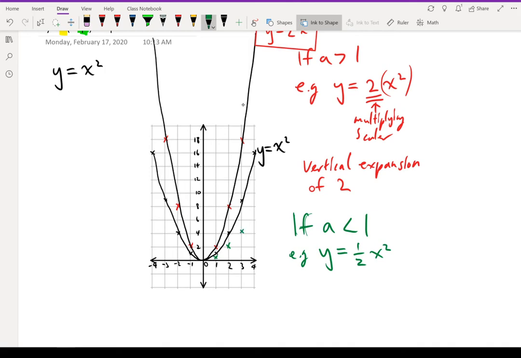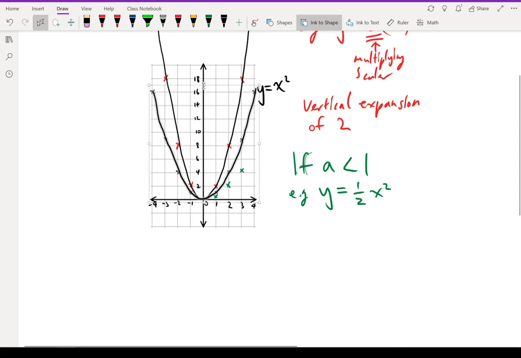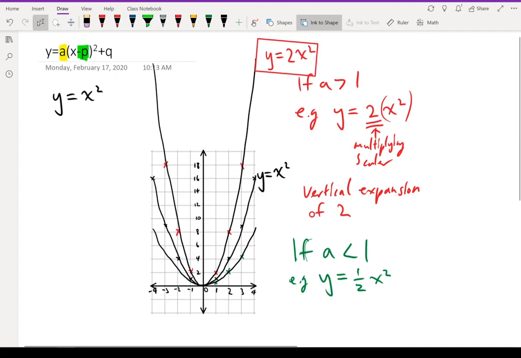What effect does this have on the graph? I'm going to take my original graph, copy it, make a duplicate, and put it right back on top. What happens here is I'm going to compress it. I'm going to push it down so that all the values are half of the original. So there is a compression. This is y equals half of x squared. Now, why does it look like it's wider? It's not actually wider. It's the same width, but it's just compressed downwards.